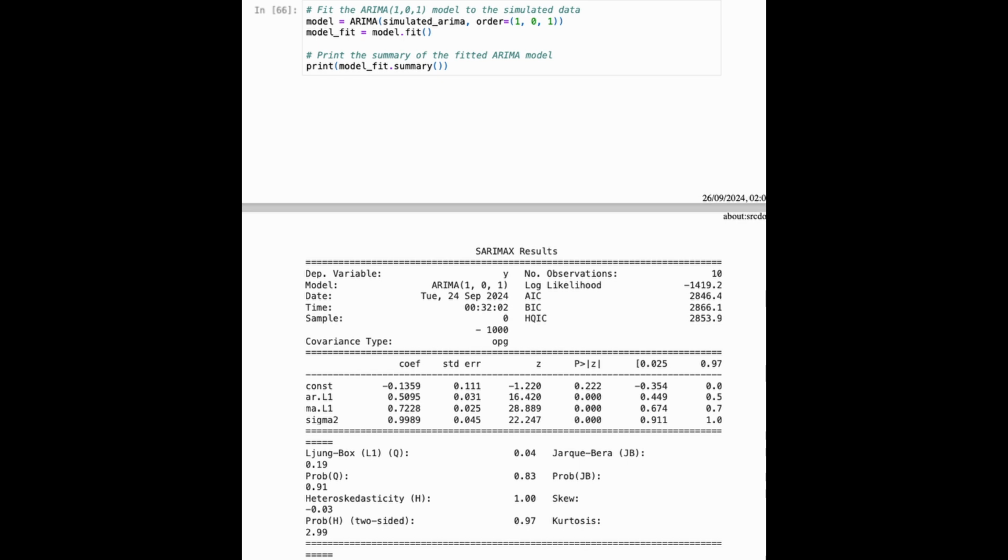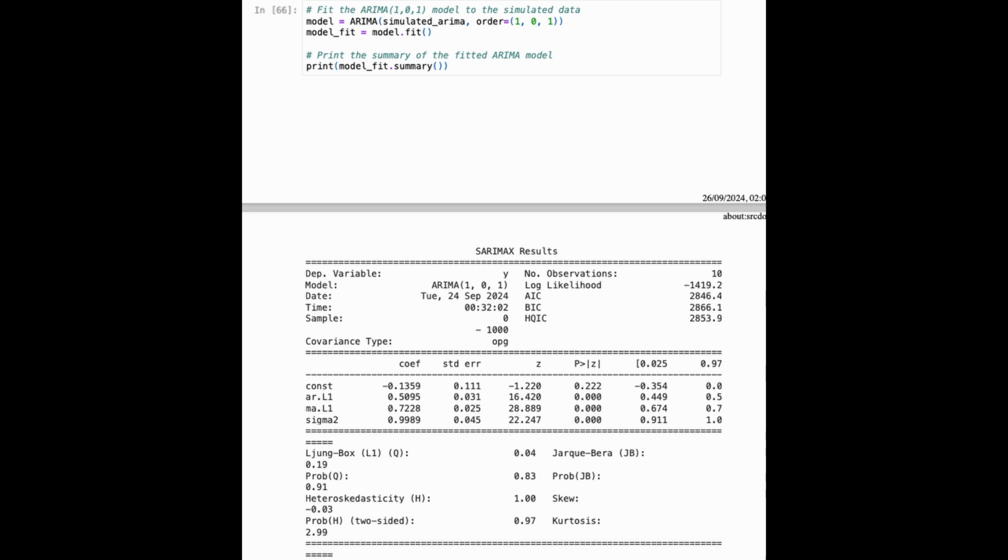So what are the major interpretations of these results? The model diagnostics suggest that the ARIMA(1,0,1) is adequately capturing the underlying patterns of the time series. The AIC and BIC values are crucial for comparing the model against alternative specifications. Typically, a model with lower AIC and BIC values is preferred, and it suggests a better trade-off between goodness of fit and simplicity.